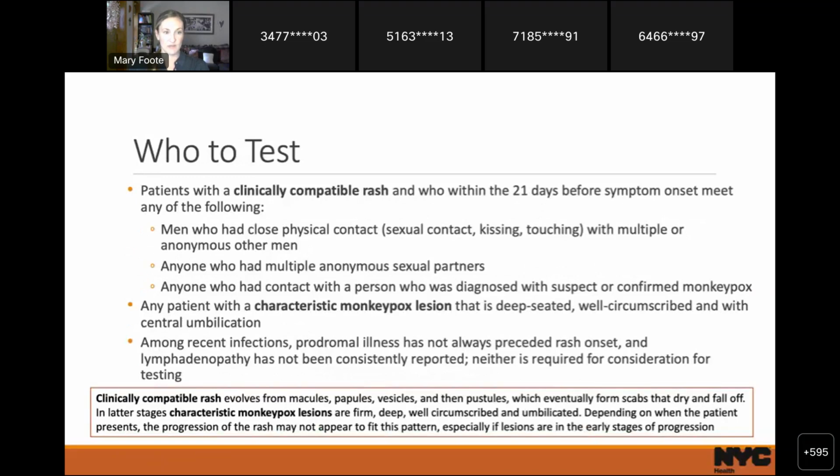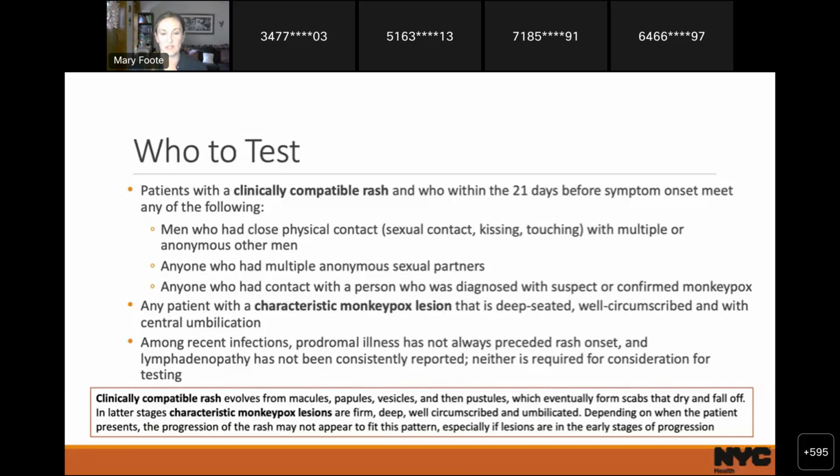And so just talking about testing, we would consider testing for any patients, of course, with a clinically compatible rash who are within 21 days before symptom onset and meet any of the following criteria. So men who have close physical contact, that includes not just sexual contact, but also kissing, touching, just close contact with skin or body fluids with multiple or anonymous other men. And this is all based on our epidemiology we've seen to date.